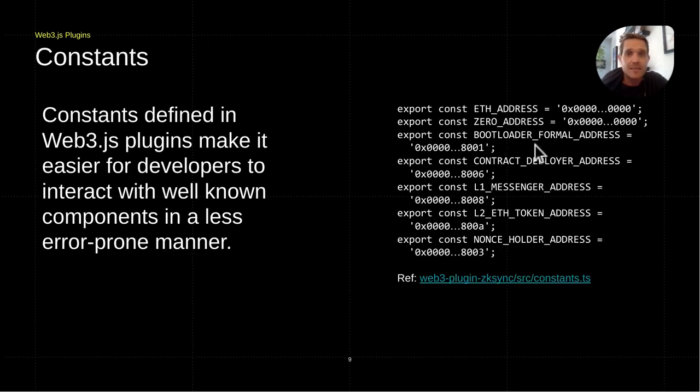We have constants. In this case, they're basically addresses, but you can think about doing other things too, like maybe cryptographic constants or anything like that. That's going to be the same for every developer anytime they're making use of whatever platform you're building a Web3.js plugin for.